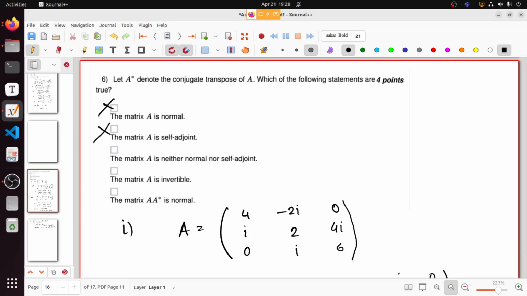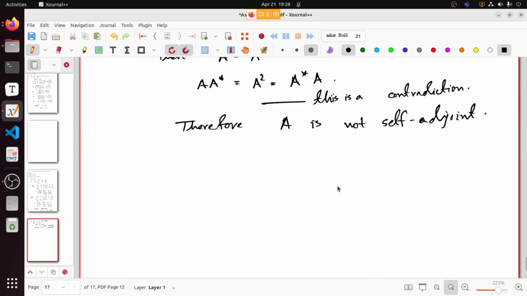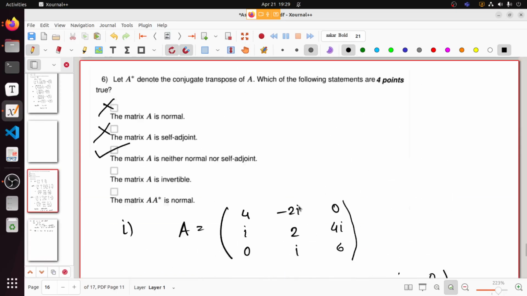The matrix A is neither normal nor self-adjoint, right? So this is true because this is neither normal nor self-adjoint. So option number 3 is true. By 1 and 2, this is neither normal nor self-adjoint.